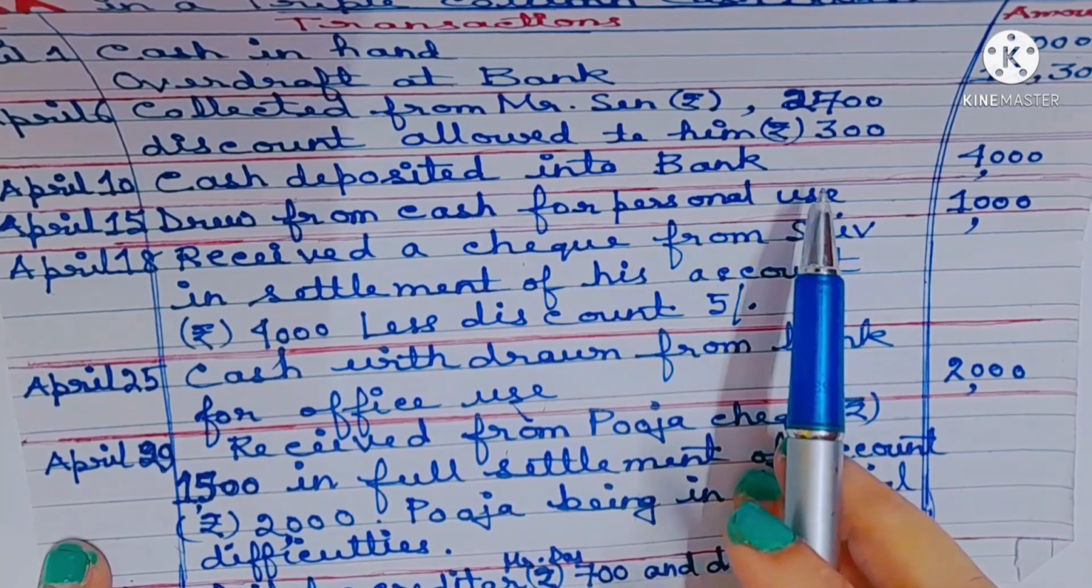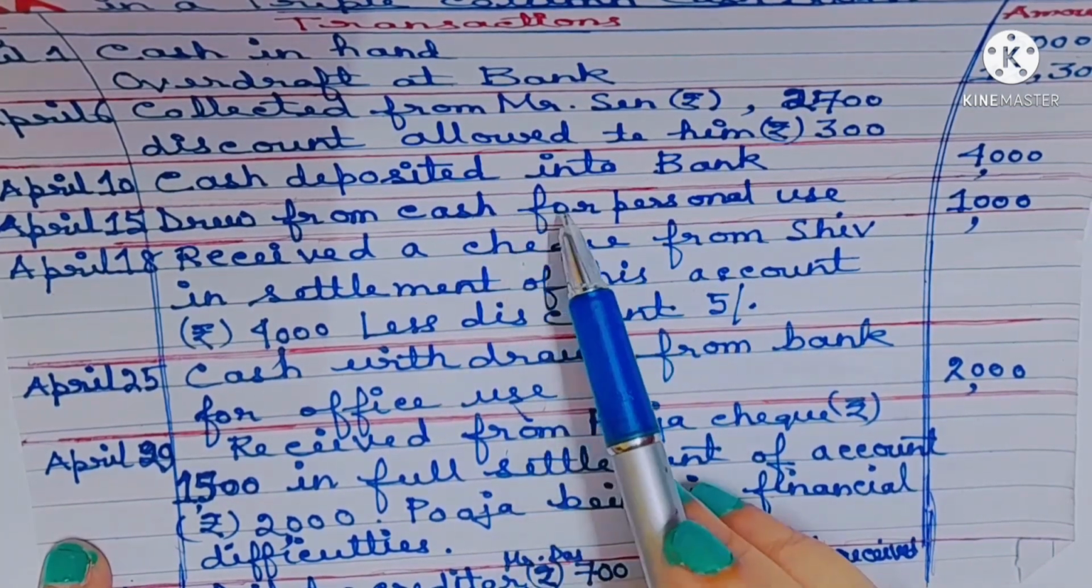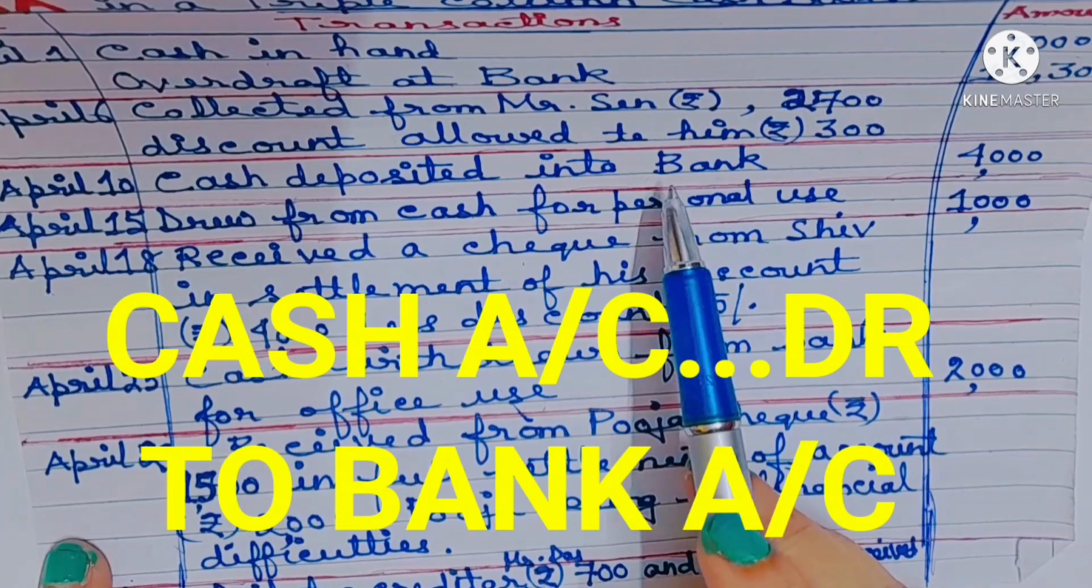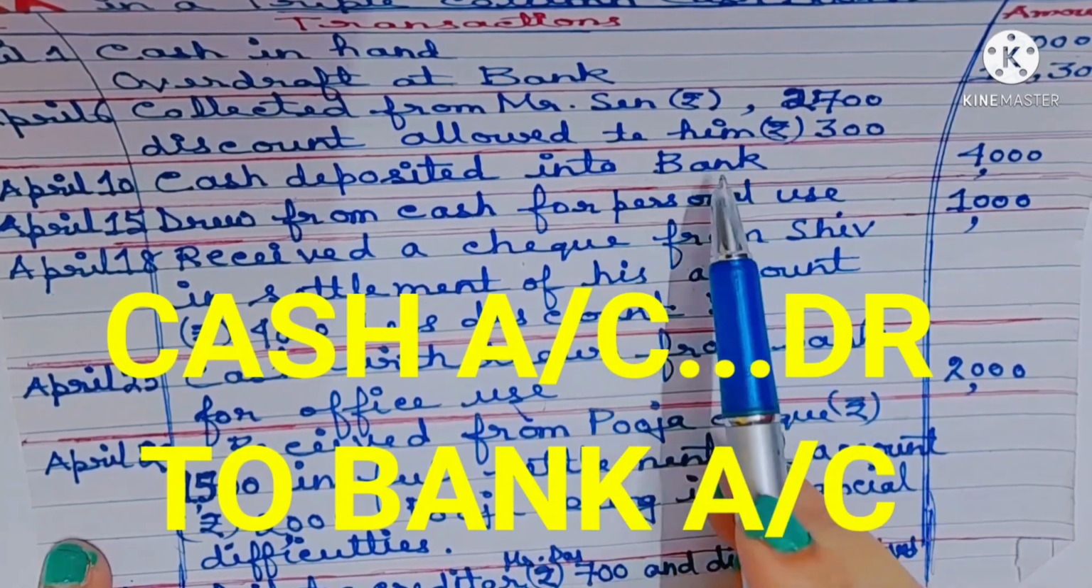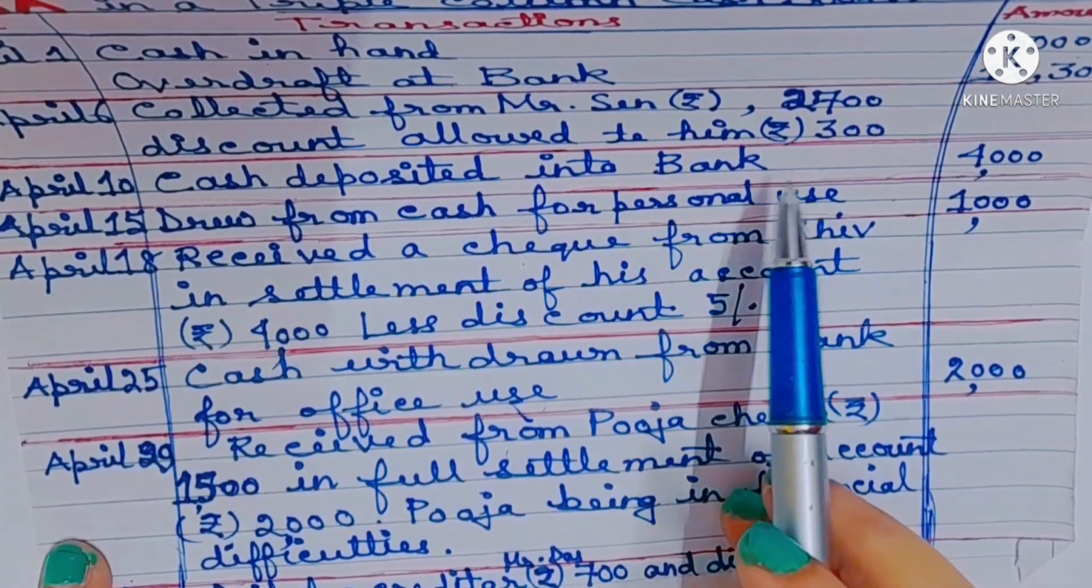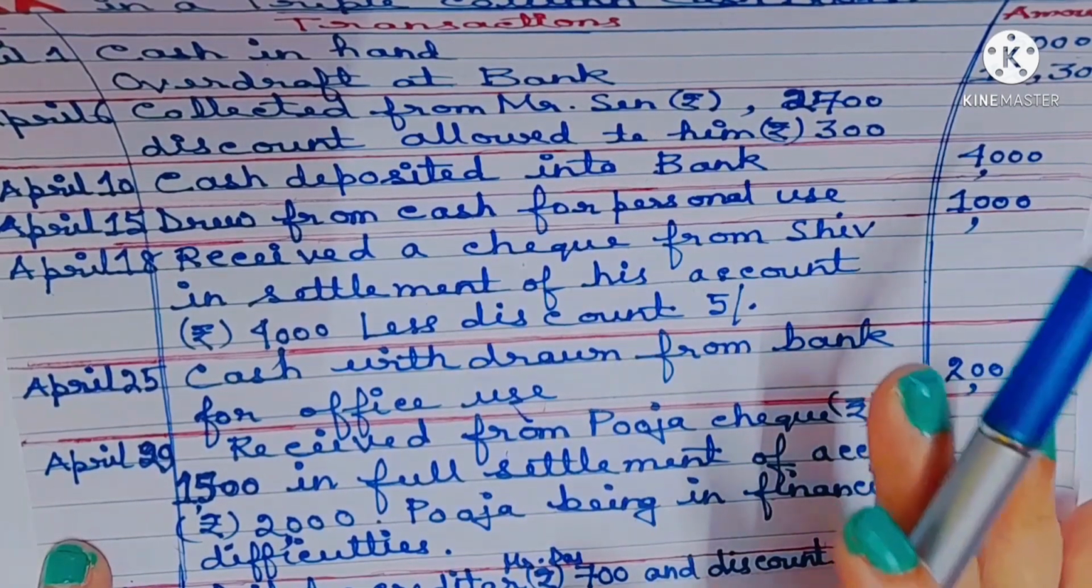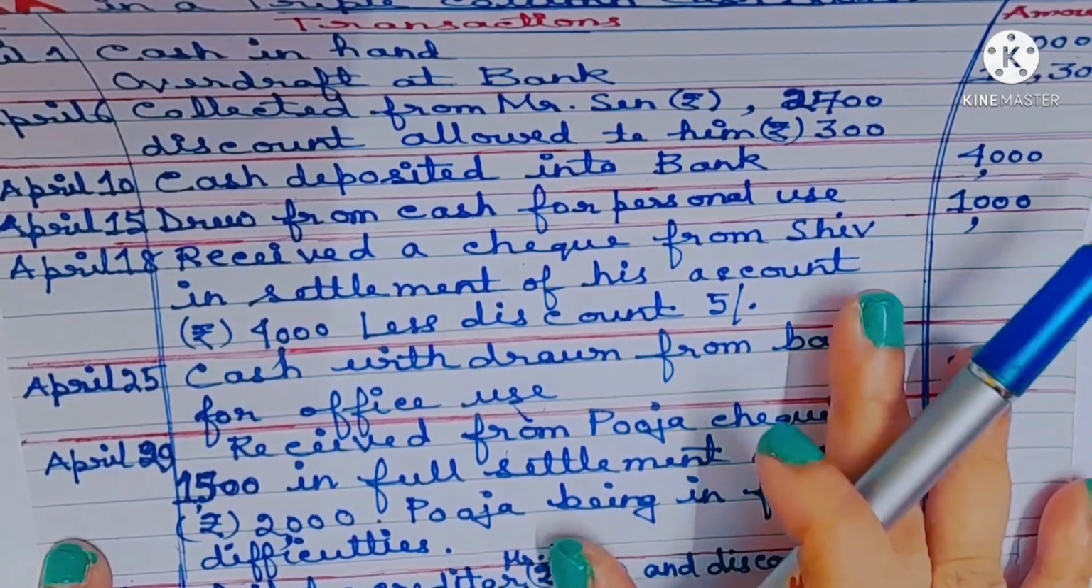And another contra entry is when cash is withdrawn from bank for office use. So what will be the journal entry? Cash account debit to bank account. Just the opposite. Okay. There are only two types of contra entries.